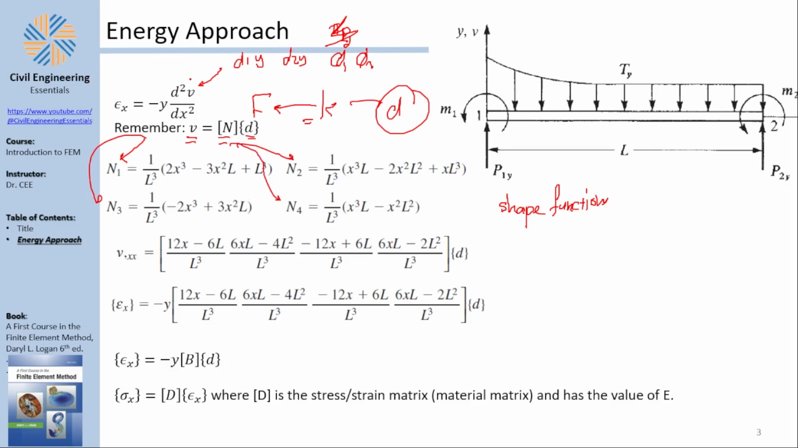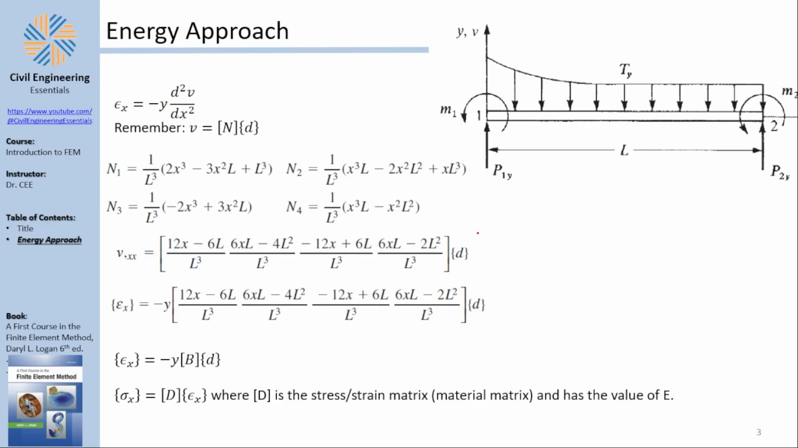And notice I need to find the second derivative of V, which means I can find the second derivative of the shape functions. Why? Because look, V equals N1 d1y plus N2 d2y, I think, plus N3 phi 1 plus N4 phi 2. Now, I'm not really sure about the sorting of those N's and D's, but it's okay. And now we want to basically derive this with respect to x 2 times.